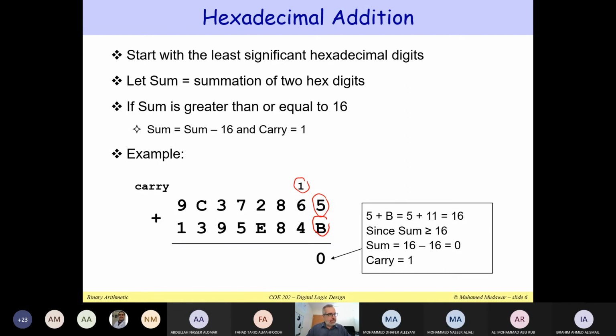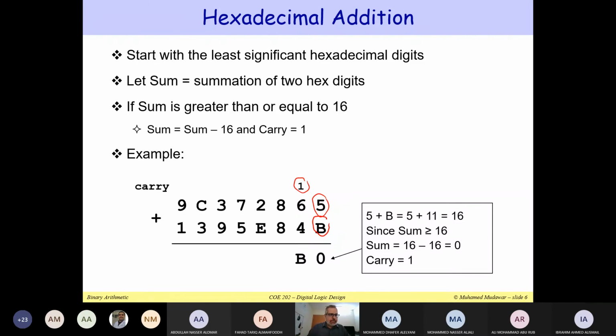Okay? Yes, but let us continue. 1 plus 6 plus 4, we will add them normally. What is 1 plus 6 plus 4? 11, which is B. Yes, just write B. There is no carry, because we did not reach 16 or over. So if it does not exceed 15, there is no carry.